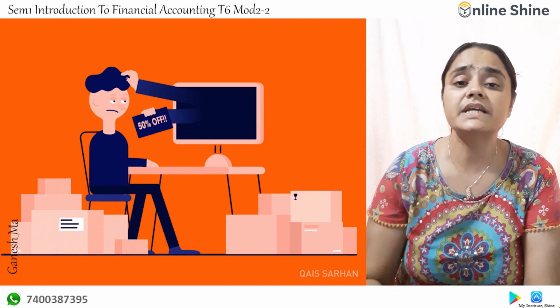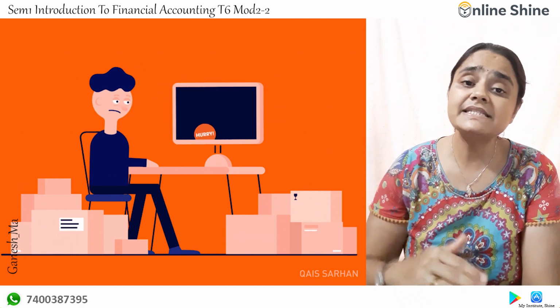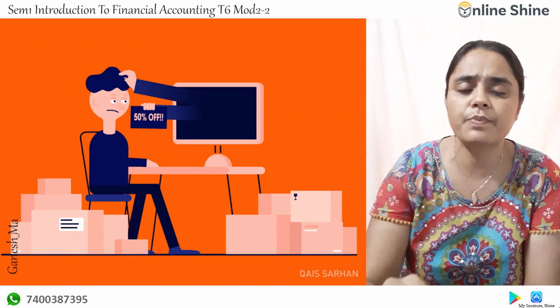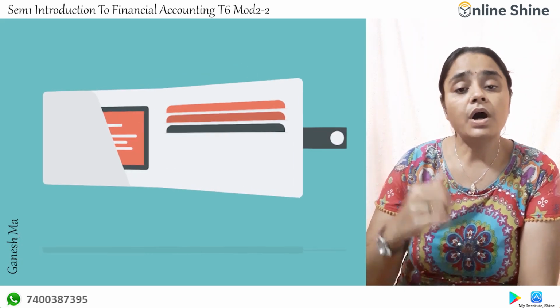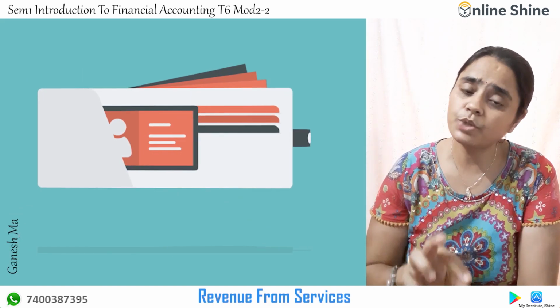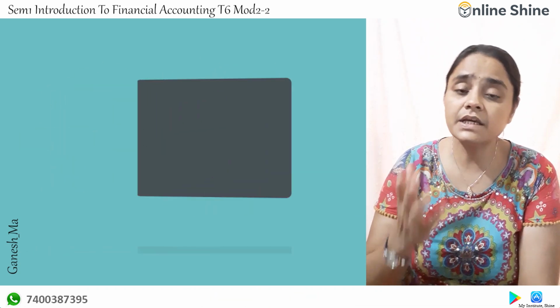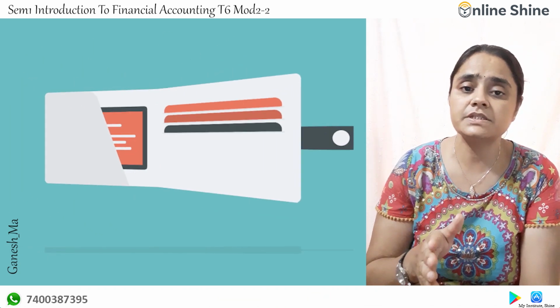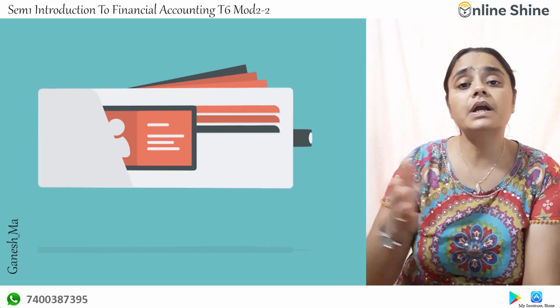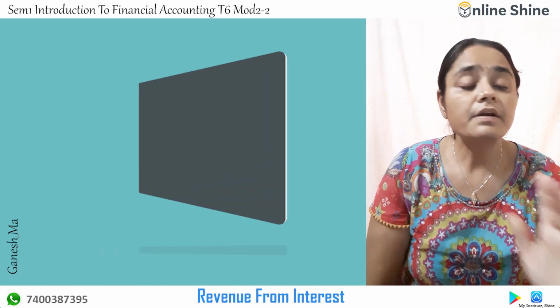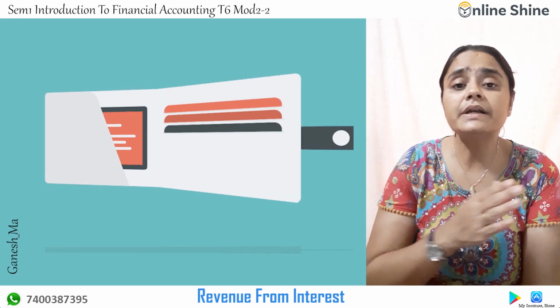So revenue from sale of goods should be recognized when the seller has transferred to the buyer all the risk in the property, and the property has become the full-fledged property of the buyer. On the other hand, revenue from services should be recognized in 2 ways. Either you can recognize revenue from services on a proportionate basis or on a completion method basis. There are 2 methods. Revenue from interest should be recognized on a time basis.